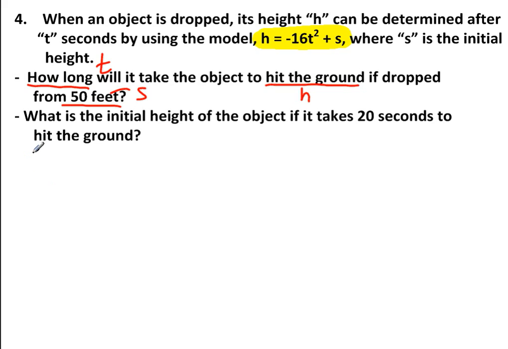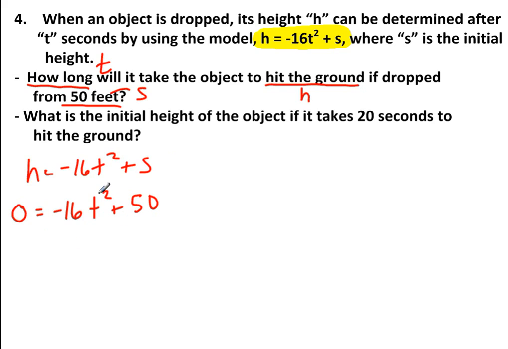So let me solve the first one. I know h equals, I'm just going to write my formula, negative 16t squared plus s. I know t is what I'm looking for, that's my unknown. I know my initial height is 50 feet. Now this is where some students get stuck. They're like, well, I don't know what the height is if it has to hit the ground. Well, if it hit the ground, it's at a height of 0.